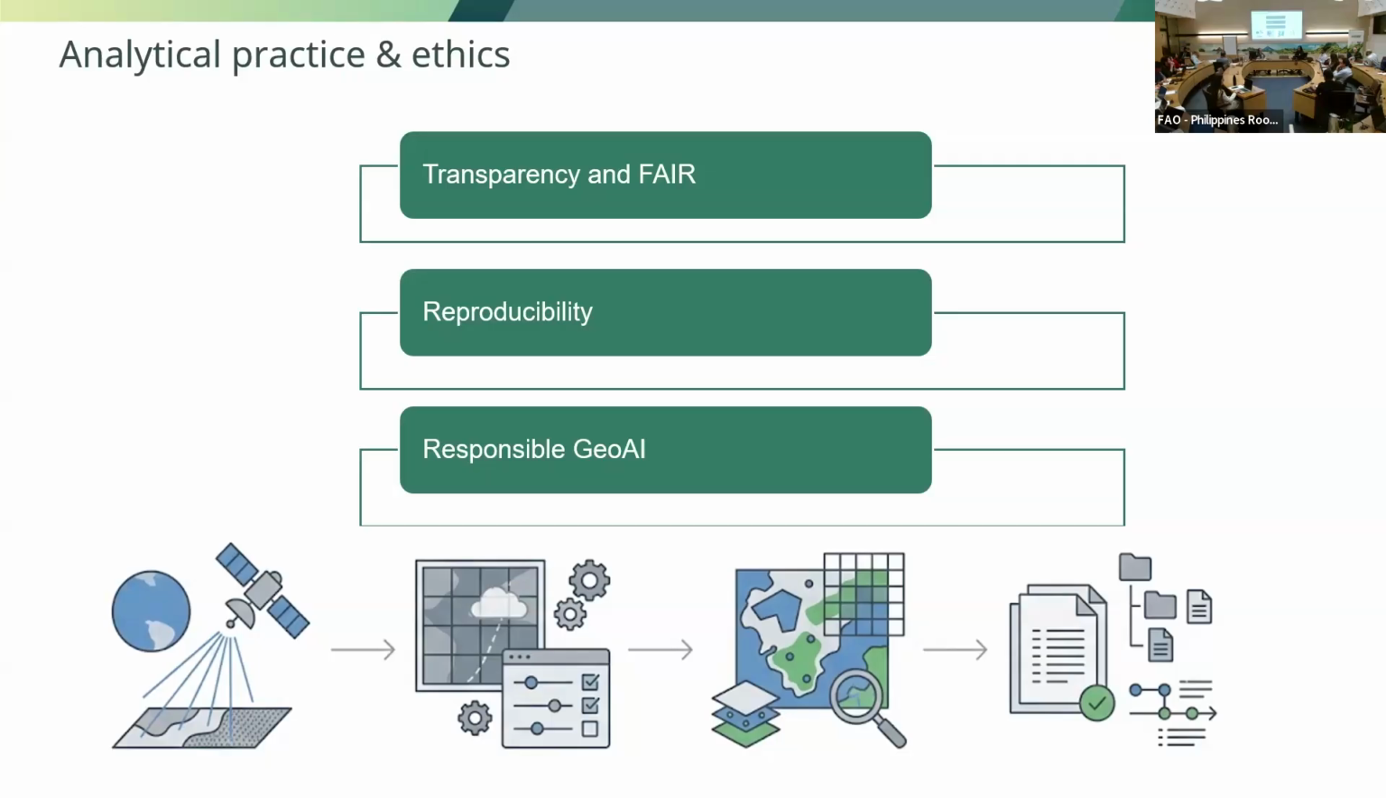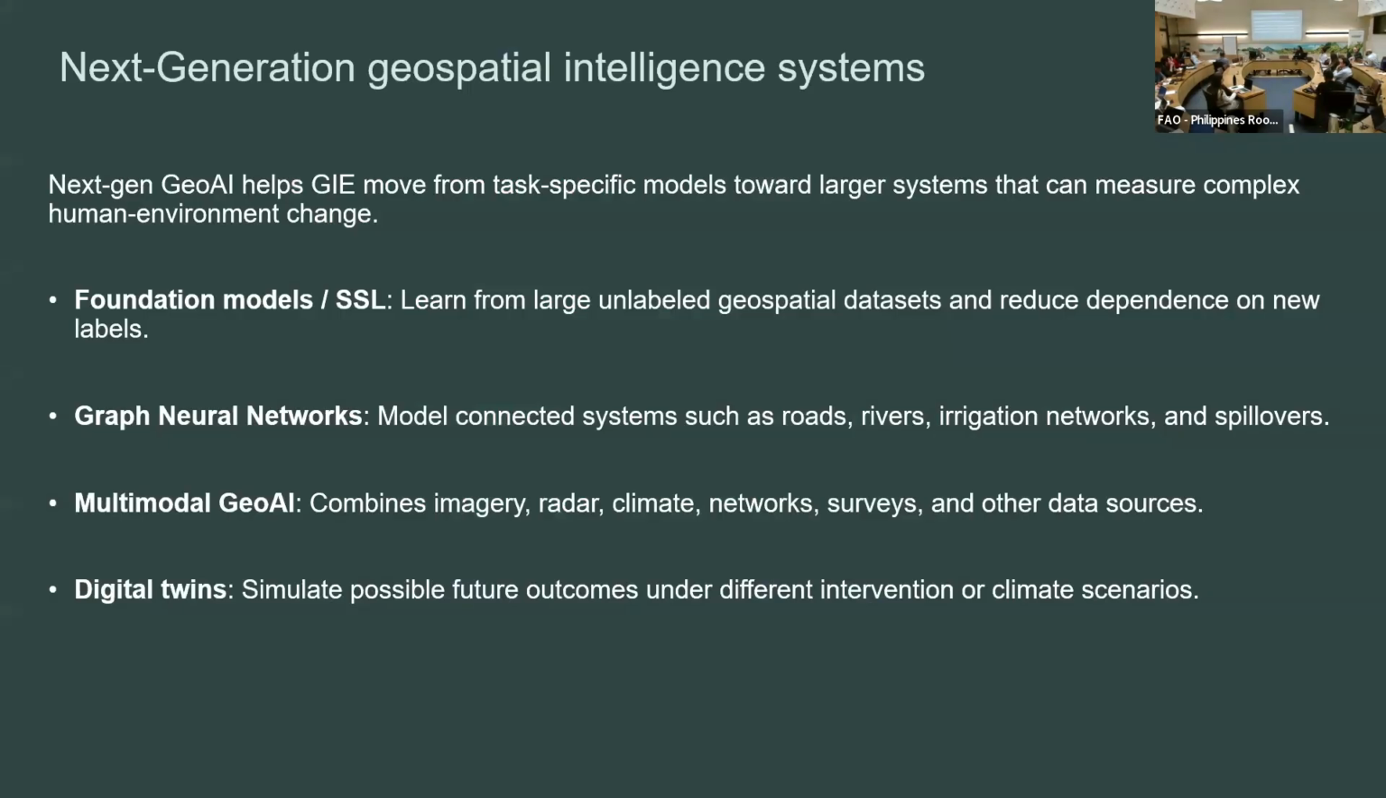And at the very end, finally, the chapter introduces the new generation of Geo AI systems and how the field is evolving, and introduces some of the new tools that will be explained in later chapters again. So one direction is foundation models and self-supervised learning, which can learn from massive amounts of satellite data and reduce reliance on labeled data sets for specific tasks.